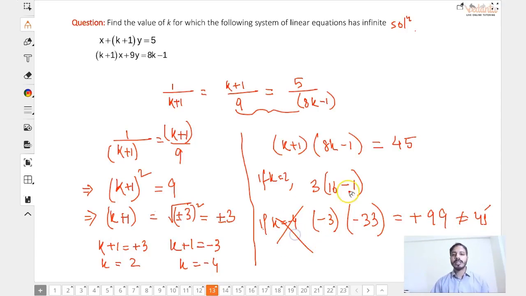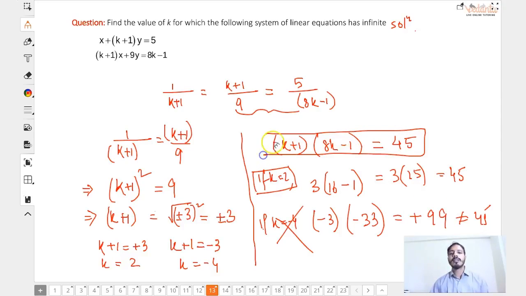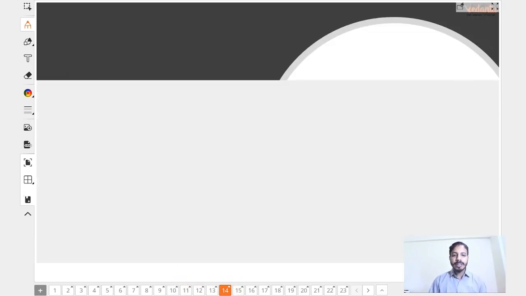So that means this is not the solution. And here what will happen? I will have 3 into 16 minus 1, that is 15, and 15 3s are 45. That means for k equal to 2, this equation is valid, whereas for k equal to minus 4, this equation is invalid. That means which value should I take? I should take k is equal to 2. So here the answer will be 2. That means for k is equal to 2, this particular pair of linear equations will have infinite solutions. That means they will superimpose each other. Okay, so hope you understood this.